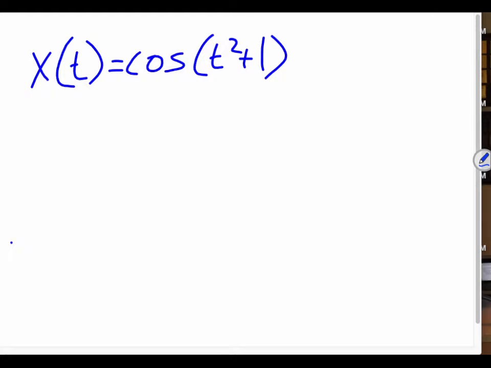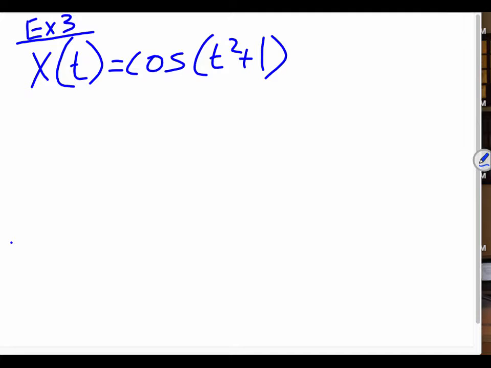So I'm going to do this on purpose. We're going to do the easy way first, and then we're going to do the long drawn out way. Eventually, you guys will just do the easy way. Okay? So the easy way is this. What did I say? Derive the outside first.